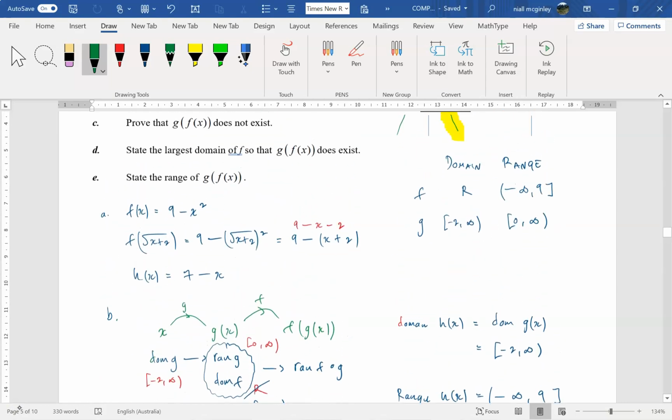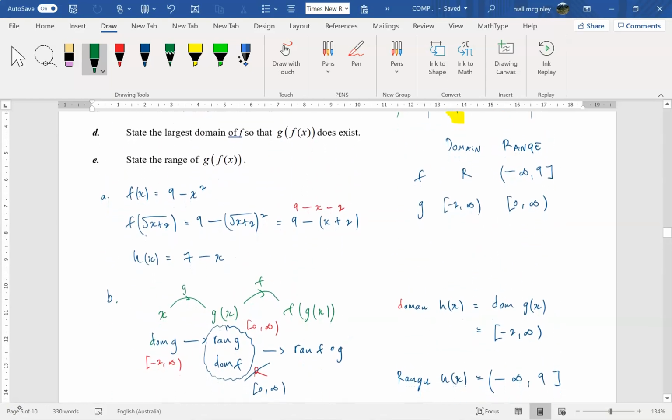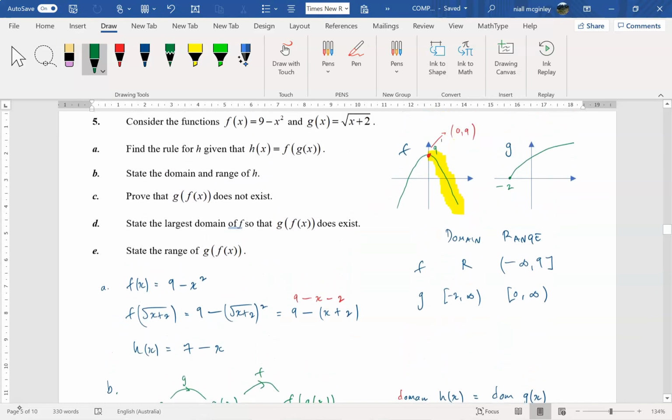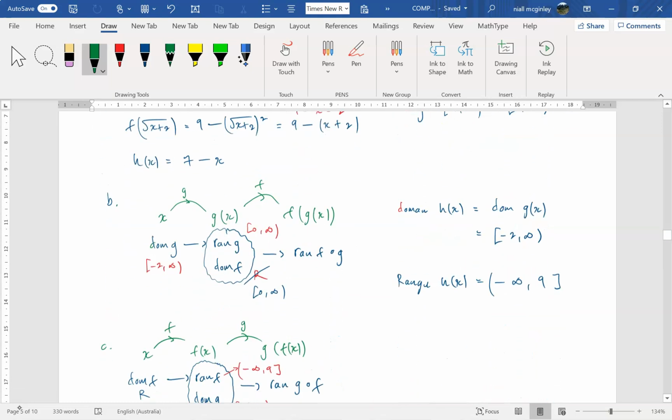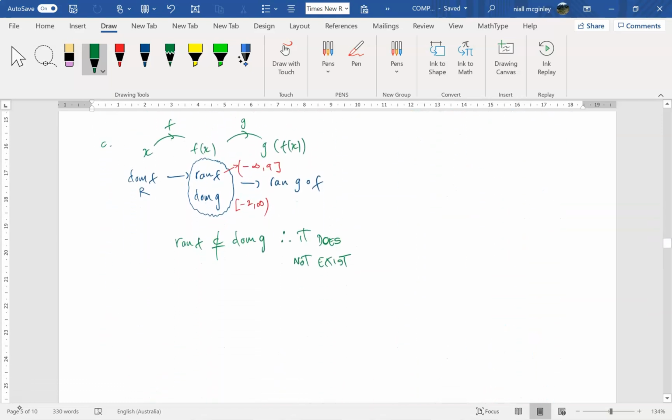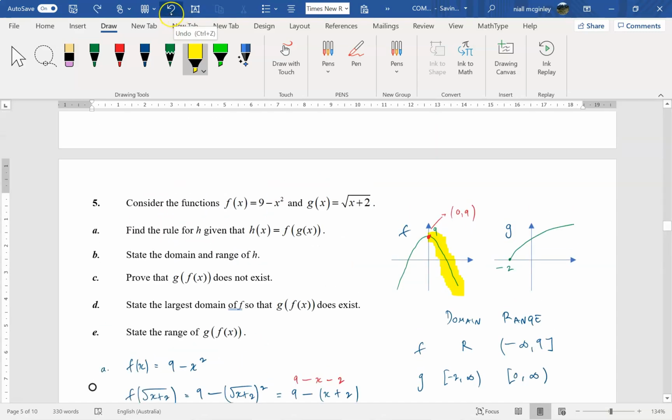So part D is the largest domain of the function so that it does exist. I don't know why it says f, but the largest domain of g of f of x, so that it does exist. So for it to exist, we can only have values between minus 2 and infinity. So what we want to do is change the values that we're getting out here that are stopping the second part working. And the only way to change these values is to change what you put in. So we need to change the domain of f. That's what the question said, actually.